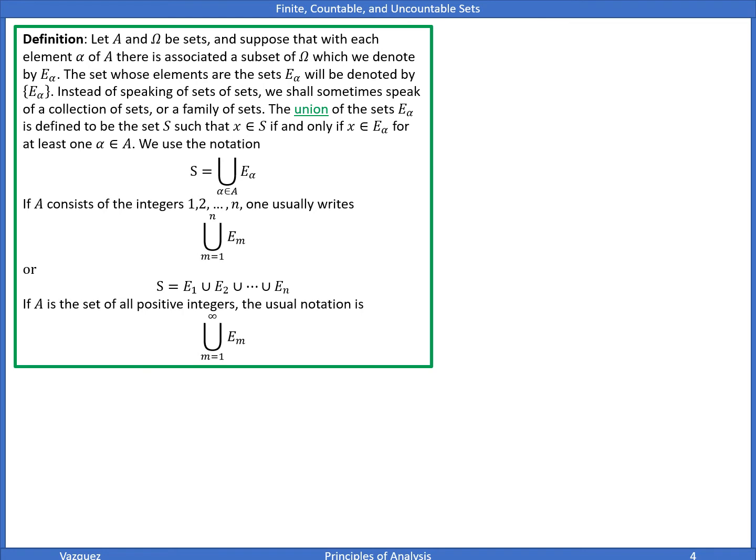So S here, I know it might sound confusing or like a lot of information, is just the union of the sets E sub alpha. Here's another way to denote it. We can write this when A consists of the integers 1 to n, or we can simply write it like this, if it makes it easier to see. And then if n goes all the way to infinity, we'll just write it like this.